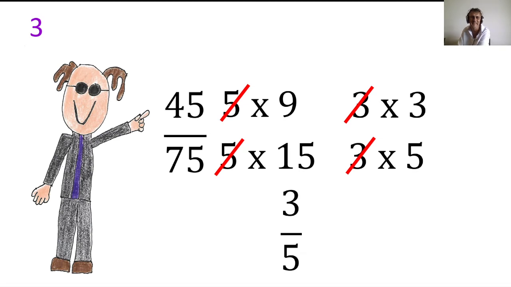See, it's easy. We factor down to the lowest prime numbers, and then we cancel out any common factors, any numbers the same, and it gives us the answer.